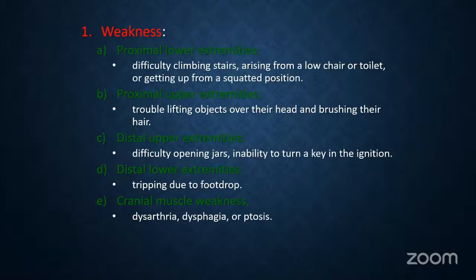As per history, the patient will have difficulty climbing stairs, arising from a low chair or toilet, and getting up from a squatted position in proximal lower extremity weakness. Proximal upper extremity weakness will have trouble lifting objects overhead and brushing their hair. Distal upper extremity weakness will present with difficulty opening jars and inability to turn a key, and lower extremity weakness will present with a foot drop, while cranial muscle weakness may present with dysarthria, dysphagia, or ptosis.